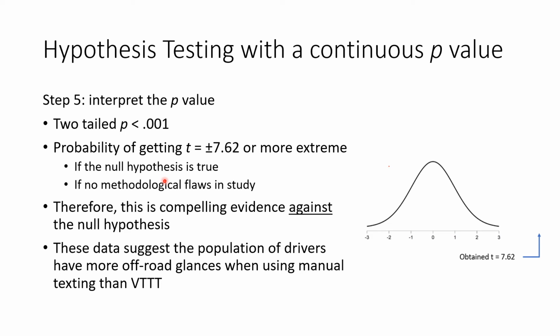And because we remember looking at the graph, you know that the voice-to-text technology had fewer off-road glances and the manual texting had more. These data are compelling evidence that the population of drivers, if they were to use one technology or the other, would lead to a different number of off-road glances. Specifically, manual texting leads to more off-road glances than does voice-to-text technology.